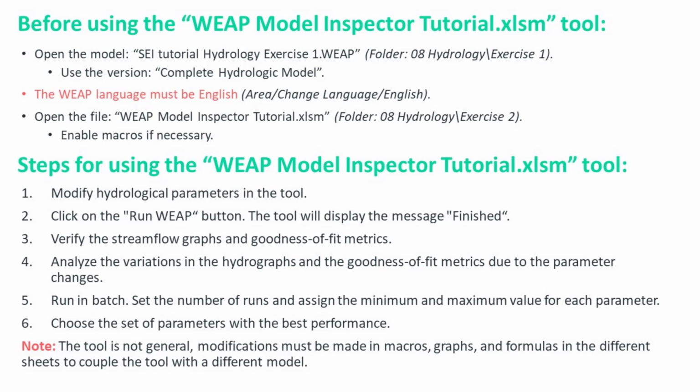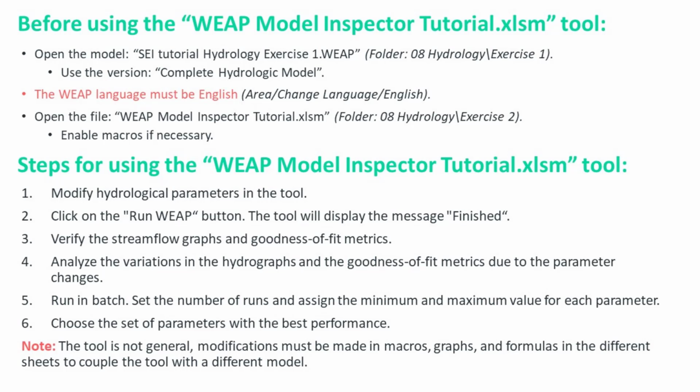Before using the tool, we need to open the complete hydrologic model version of the SEI Tutorial Hydrology Exercise 1 model. If you have WEAP in other languages rather than English, you must change it to English. The WEAP language must be in English because the macro codes use the name in English of the WEAP elements, variables, and results. We need to enable the macros in the WEAP Model Inspector tutorial file.